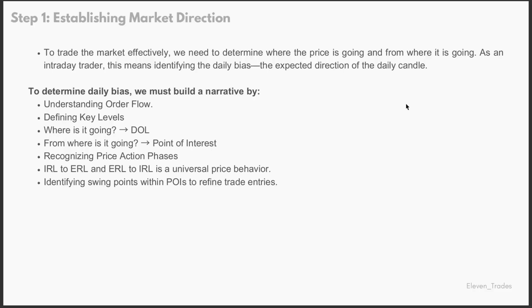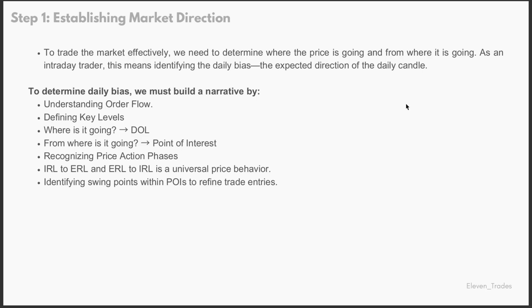So starting with our first step, the first step is establishing the market direction. If you want to trade efficiently, you need to determine the high time frame direction. As an intraday trader, we want to align ourselves with the next daily candle, the open, low, high, close, up, and very next candle. That's our daily bias. Our narrative can be built through these specific components.